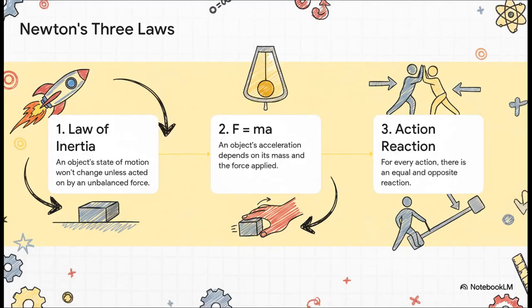So here are the 3 laws boiled down. First, inertia. Basically, stuff likes to keep doing what it's already doing. Second, the math behind it. Force, mass, and acceleration are all linked. And third, action-reaction. You can't have one without the other. Forces always come in pairs. You can't push on a wall without that wall pushing right back on you.